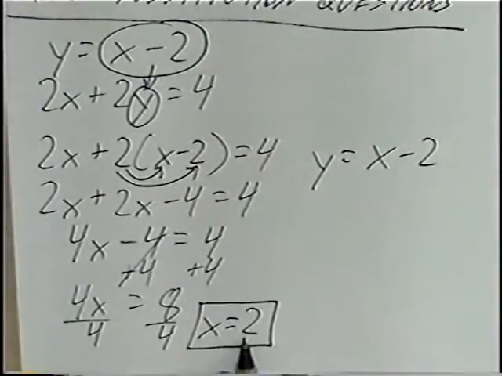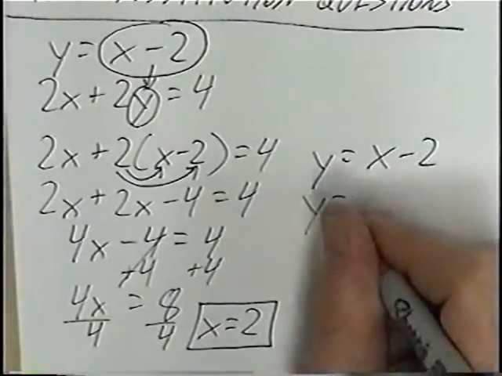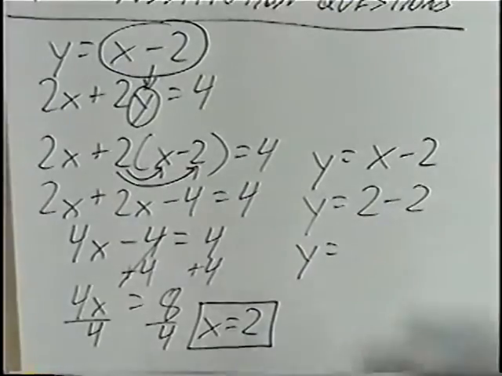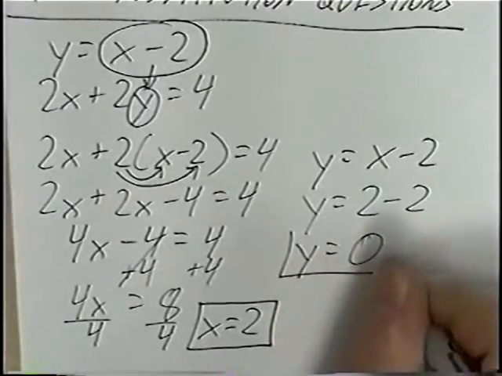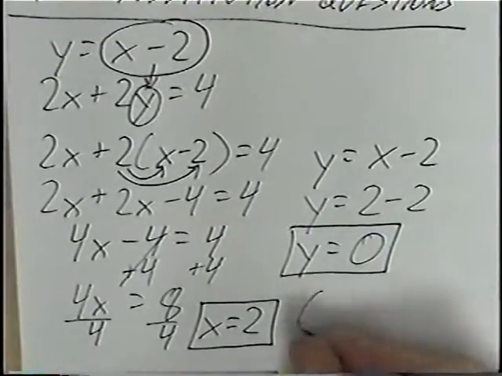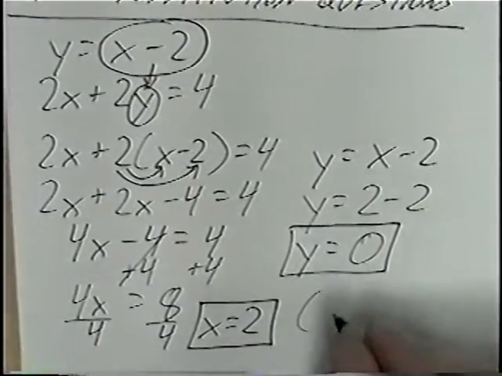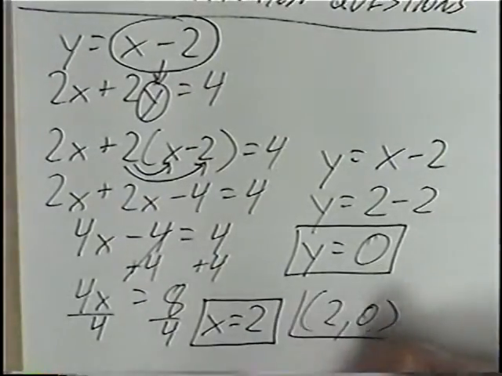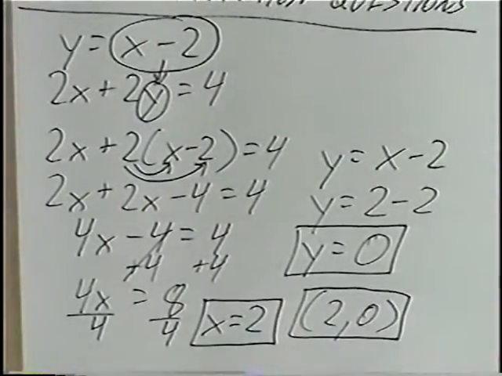But again, instead of x, since we solved for x, we can plug a 2 in for x. And we'll have y equals 2 minus 2, which is 0. So our two answers: x equals 2, y equals 0. And again, when you have x and y, you can write that as a point. X is 2, y is 0, so the point would be (2, 0).